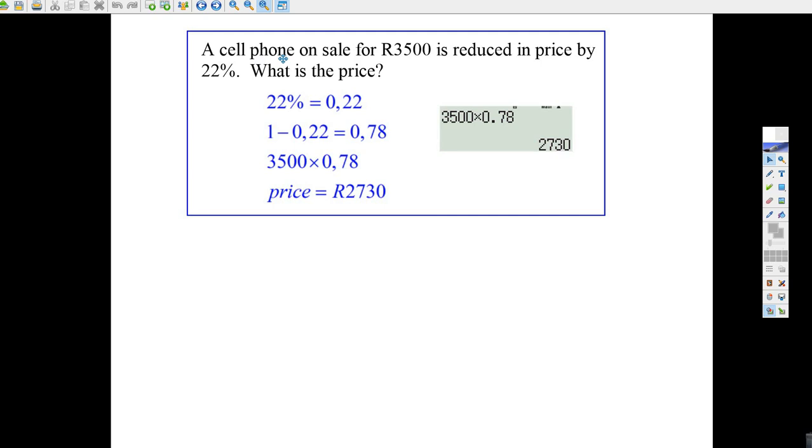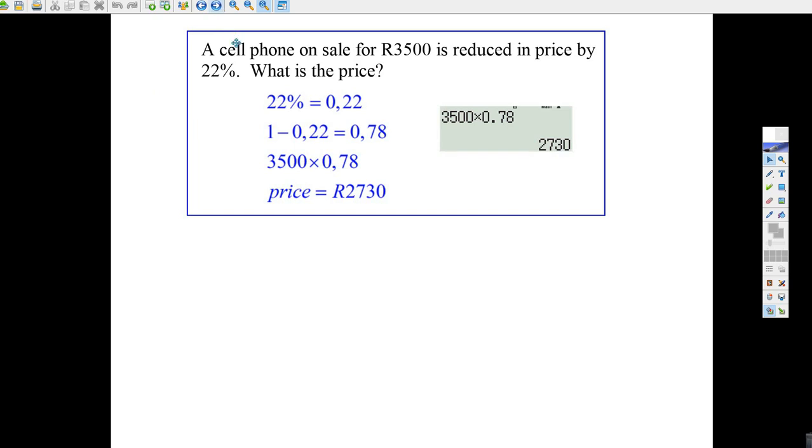But if we had a decrease, we've got a cell phone on sale for 3,500. It's reduced by 22%. What's the new price? Well, just go 1 minus 0.22, you get 0.78, multiply it by the 3,500. There's the new price of the cell phone. You can see I used a calculator just to do that quickly. And that's it. That's the new price of the cell phone reduced.